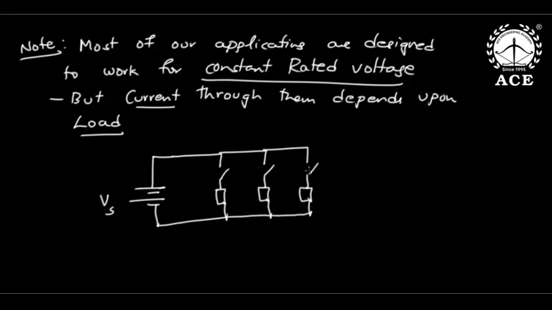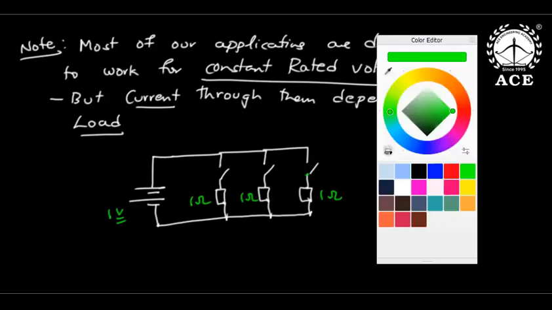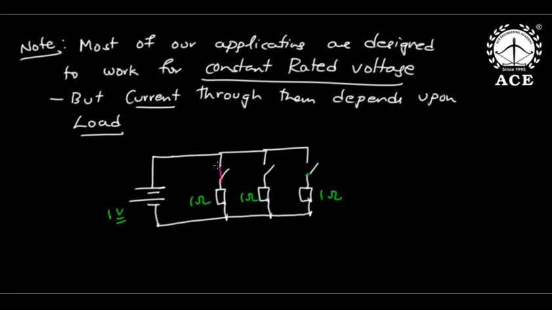Let us understand this like this. Suppose I take the supply as 1 volt and all the lights are 1 ohm each. If you turn on the first light, 1 volt by 1 ohm, how much is the current? 1 ampere. Yes or no? 1 ampere.